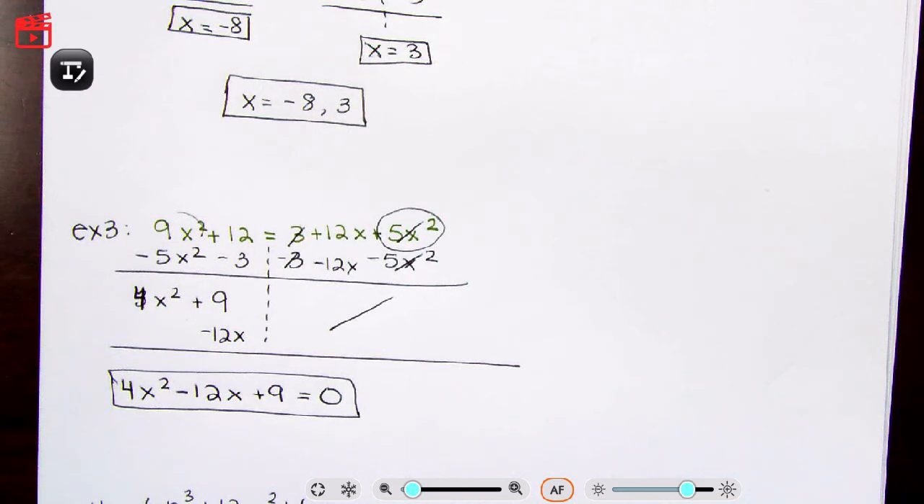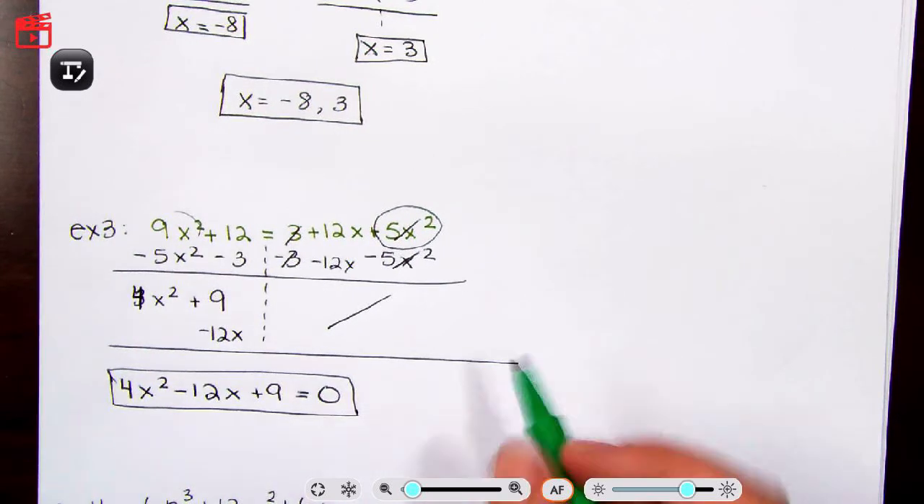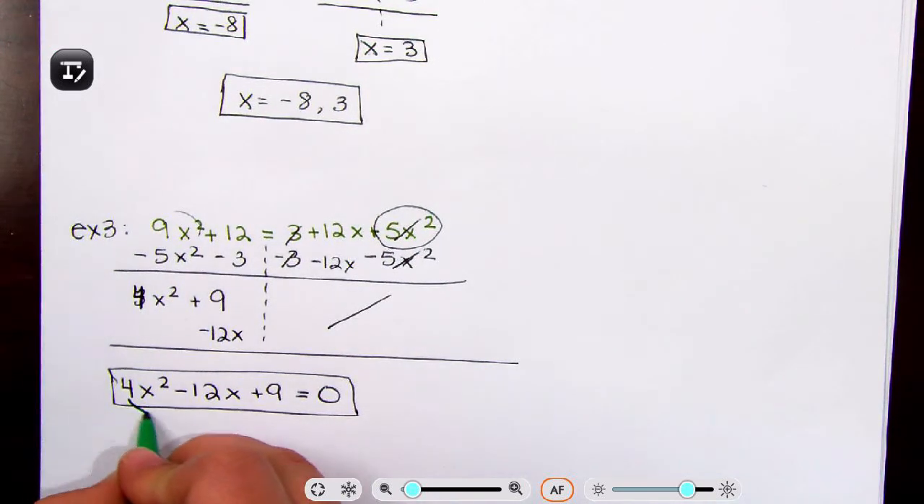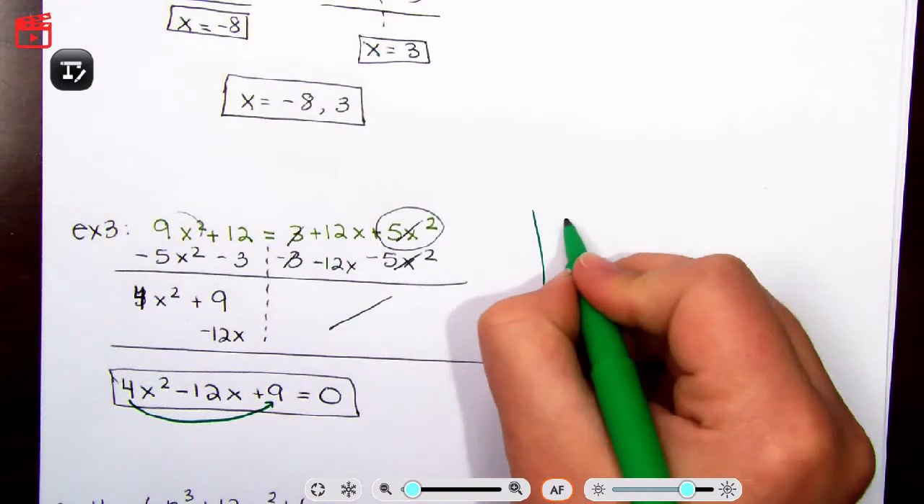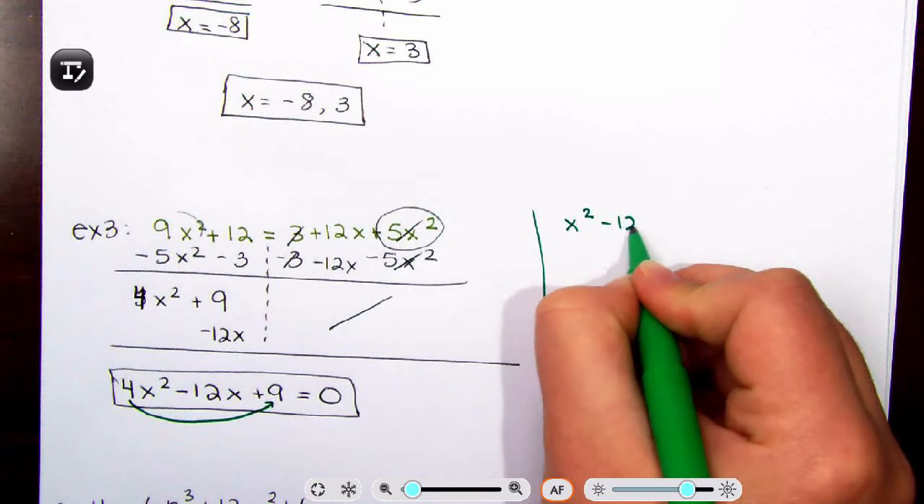Step number 3 is to factor. I'm going to see if I can pull anything out. 4 and 12 do have 4 in common. However, 9 does not have a 4. Therefore, there is no GCF. So that means I'm going to use the slip and slide method to factor. So I have x squared minus 12x.